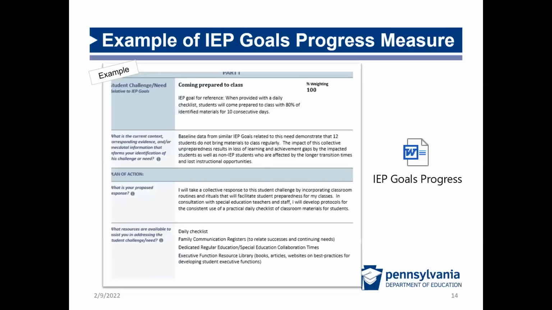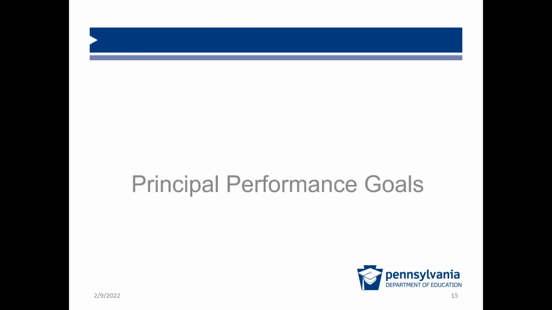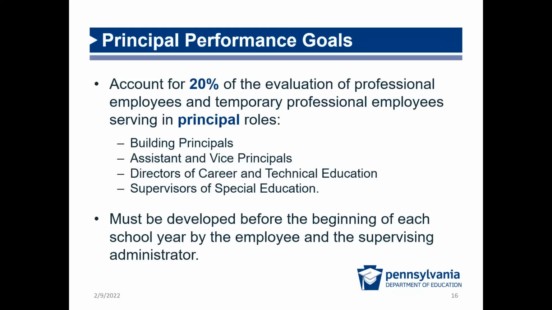Thank you. Okay, good. We have time to hit our last one, which we haven't touched upon yet in other ones, the principal performance goals. So they account for 20% of the evaluation of professional employees and temporary professional employees serving in principal roles. Remember, temporary professional teachers are always 100% observation practice. If a new principal begins, they're still responsible to have that 20% performance goals.